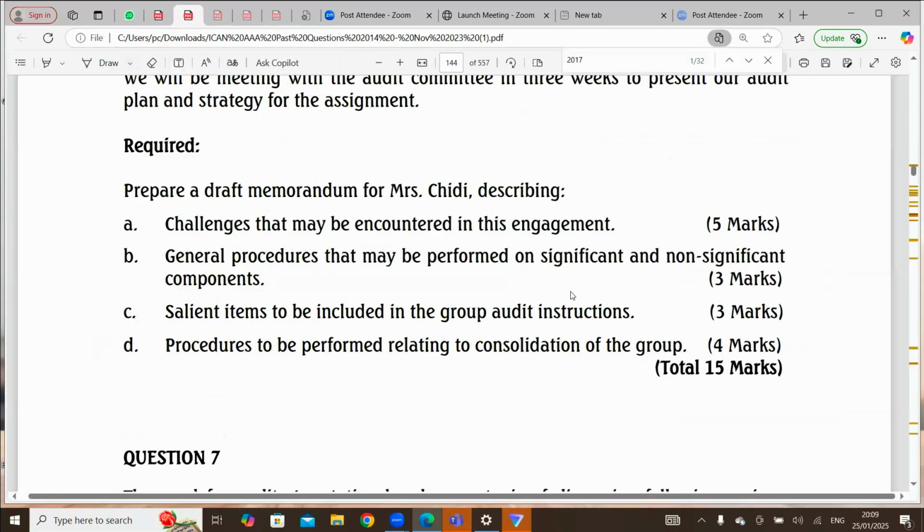General procedures to be performed on a significant component and a non-significant component. So, like I said, there are some questions on this group audit that I don't know where they got it from. So for a significant component, the component auditor would work with the component's materiality that has been given to him by the group auditor.